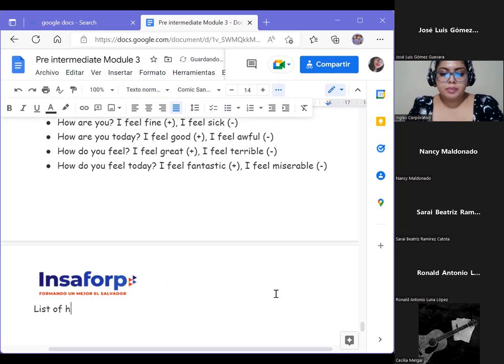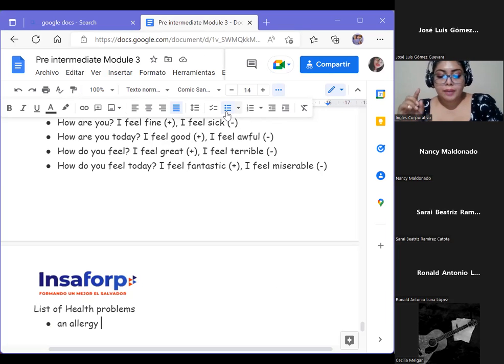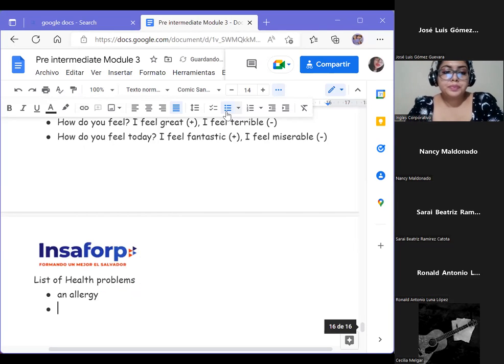List of health problems. We have an allergy. It says that an allergy is a medical condition that causes you to react badly or feel sick when you eat or touch a particular substance. An allergy, una alergia, que es una condición médica que causa que reaccionemos muy mal o nos sintamos enfermos cuando comemos o tocamos una sustancia en particular.